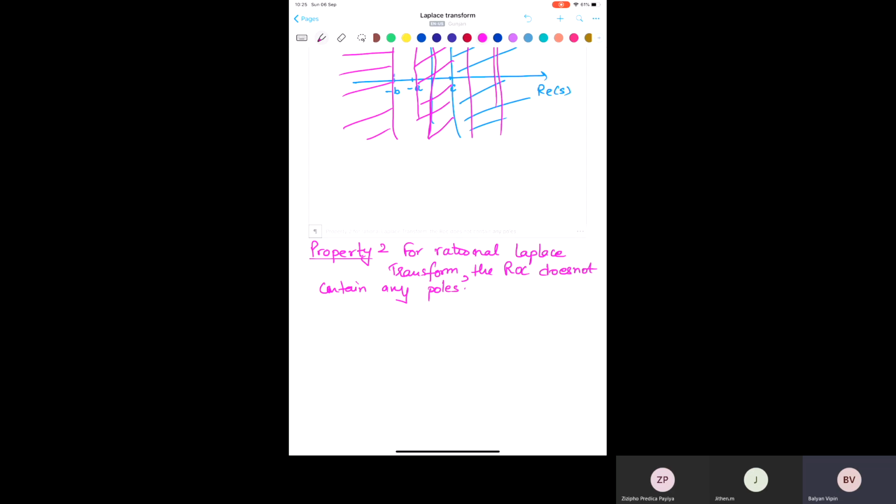What that means is, suppose your X(s)... first of all, I need to tell you what a pole is. There's another term which is called a zero. Do you know what poles and zeros are? Any one of you?